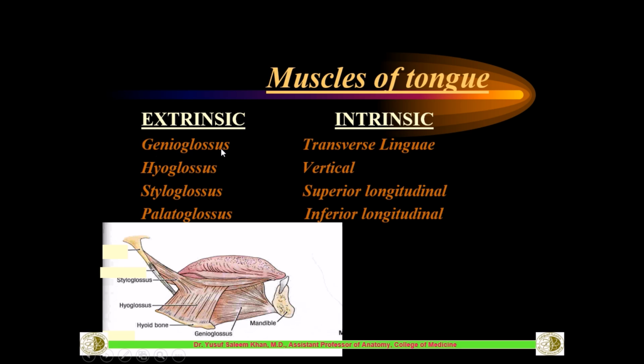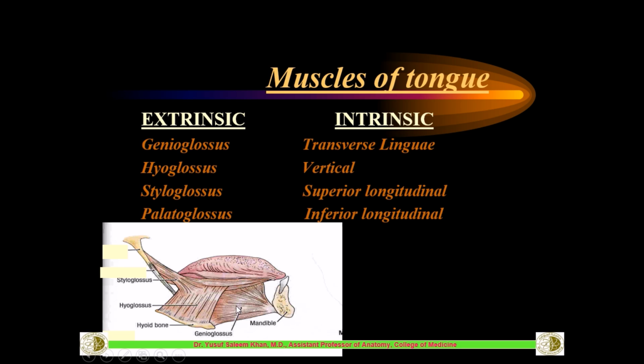The four extrinsic muscles are the genioglossus, which we have already seen, as well as the hyoglossus. Genioglossus is the muscle which comes from the superior genial tubercles of the mandible and forms the tongue. So this is the genioglossus. Then hyoglossus, which comes from the hyoid bone. The third muscle is the styloglossus, which comes from the styloid process and forms the mass of the tongue. And the fourth comes from the palate. This is called the palatoglossus. It comes from above, from the roof of the oral cavity.